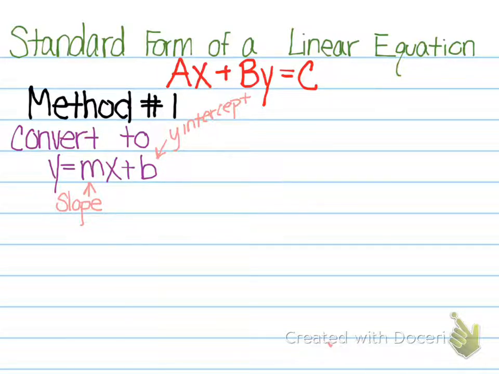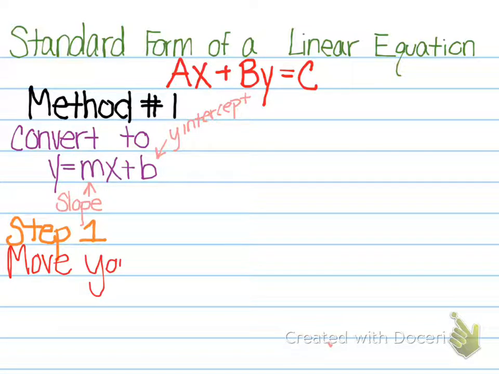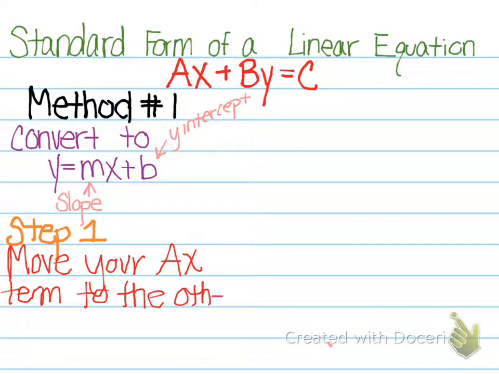Underneath of that box on the left-hand column, we're going to write 3 steps in order to solve or convert from standard form to y equals mx plus b, slope-intercept form. So, step number 1. Step number 1, you want to move your ax term, that first term you see, that ax term, to the other side by adding or subtracting it.